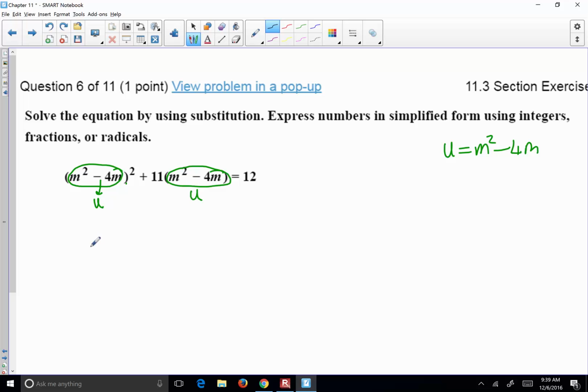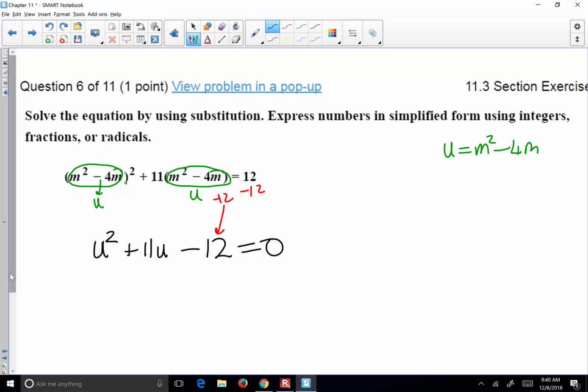If I call this u, then I must call this one u as well. So the equation turns into u squared plus 11u minus 12. Wait, how did I get minus 12? Where did minus 12 come from? Yep, I brought 12 to the left by subtracting 12 from both sides. That's how. Okay? Why do I need to do that? Because to apply the quadratic formula, I must have 0 on the right side. I can't work with 12.